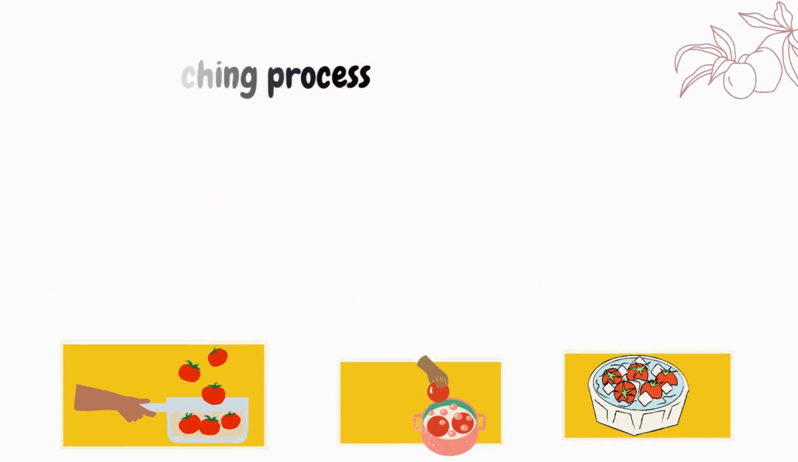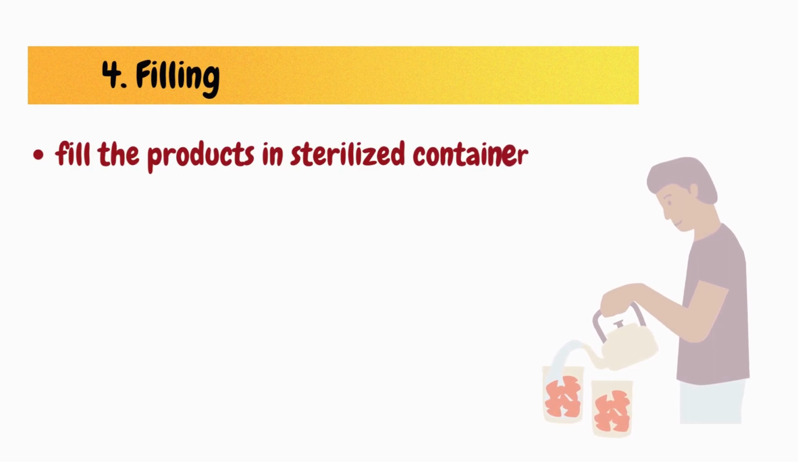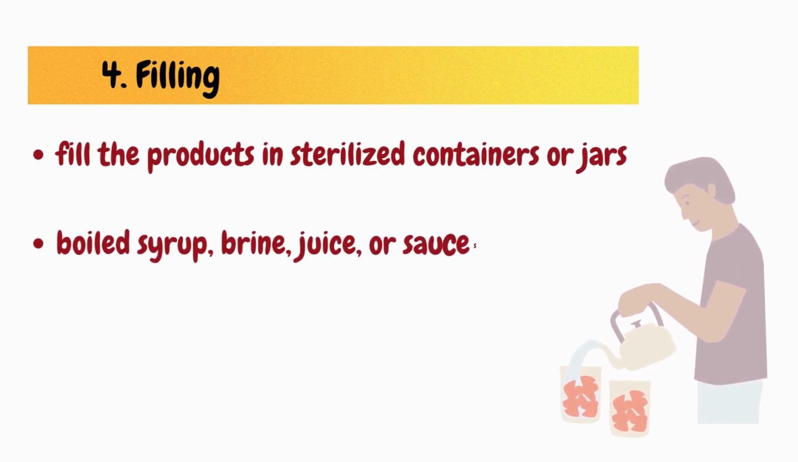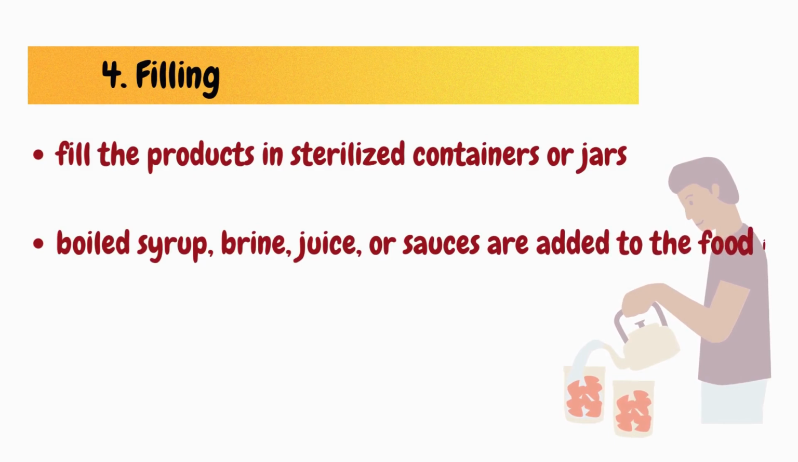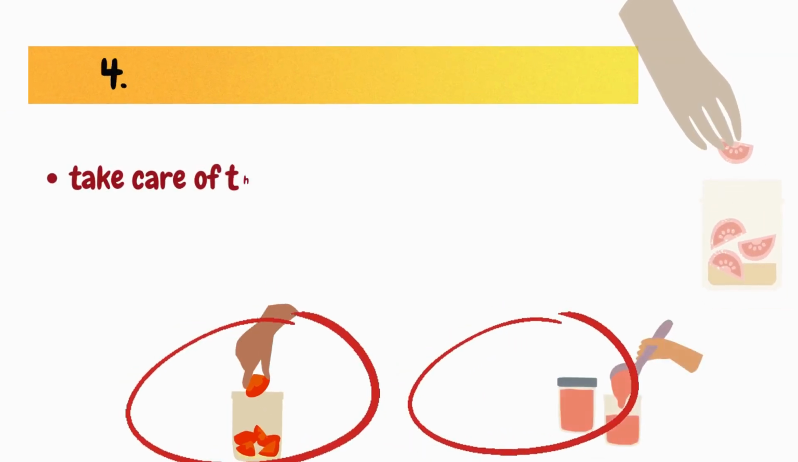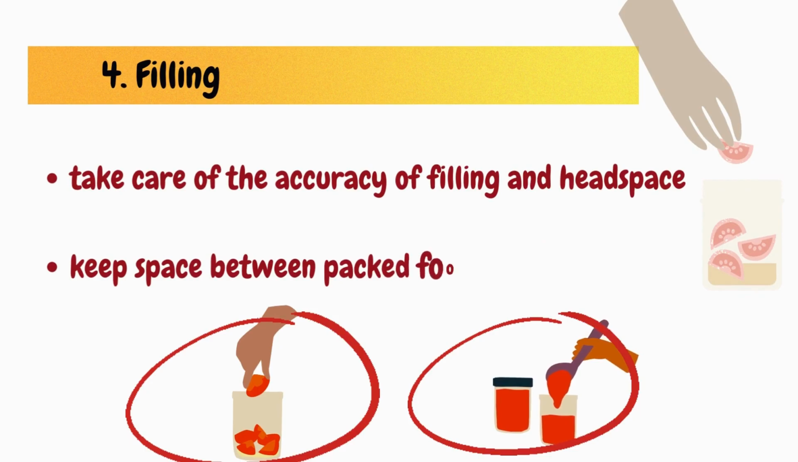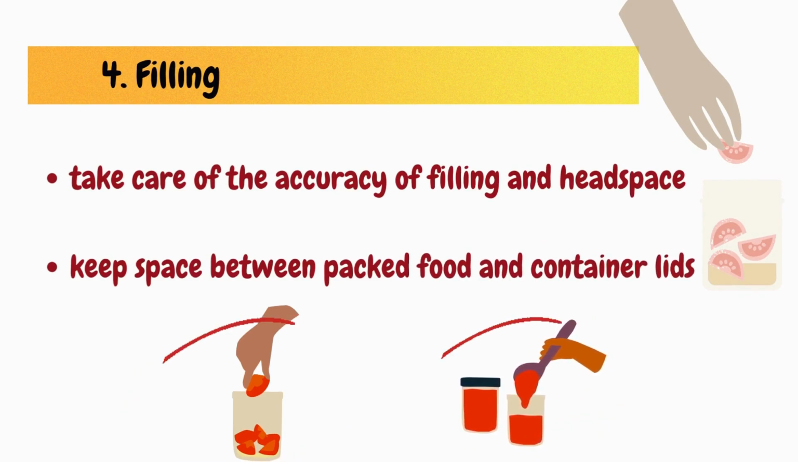After that, you can go through the filling step. Here you should fill the products in sterilized containers or jars. Boiled syrup, brine, juice, or sauces are added over the food in containers. It will aid in better heat transfer and preservation. When filling, we need to take care of the accuracy of filling and headspace. We need to keep space in between packed food and container lids.